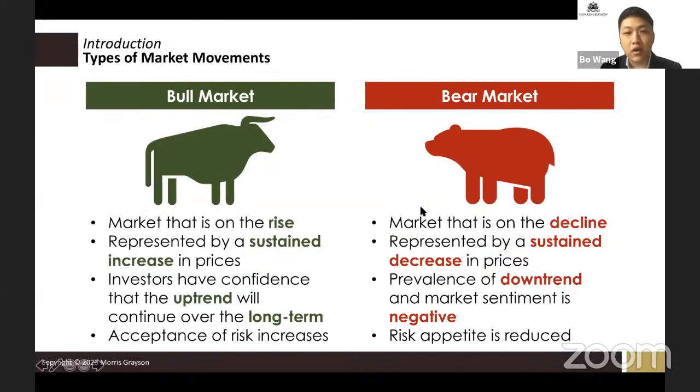There are two types of market movement, the bull market and the bear market. A bull market signifies a sustained increase in price, while a bear market signifies a continuous decrease in price.